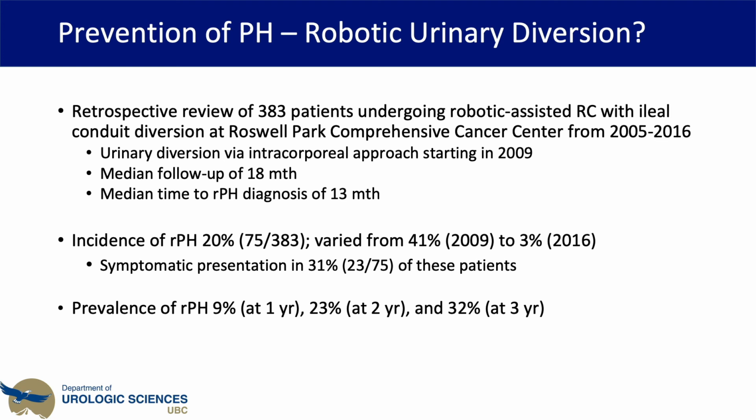They did note the prevalence increased by year and then plateaued after the first 3 years. And now to try and understand why there's such a variation between 41% and 3%, there were a couple suggestions, both of them probably reasonable. One is the thought of the improvement in the learning curve with intracorporeal diversion, and the second being a significant lead time bias in that there's much shorter follow-up in the patients from 2016 than other years.